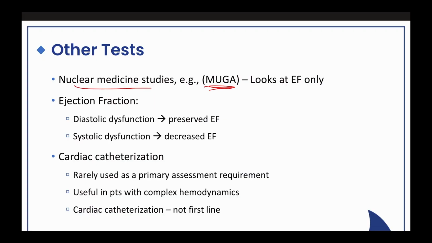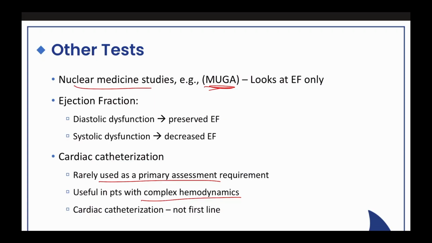Cardiac catheterization, rarely used as a primary assessment. So cardiac catheterization is not a first-line therapy. Now, if they have complex hemodynamics, like they're not supporting their pressures, they need a lot of support with medicine to keep their blood pressure up, you may want to cath them to see what the pressures are showing, especially on the right side of the heart. See what those pressures are.